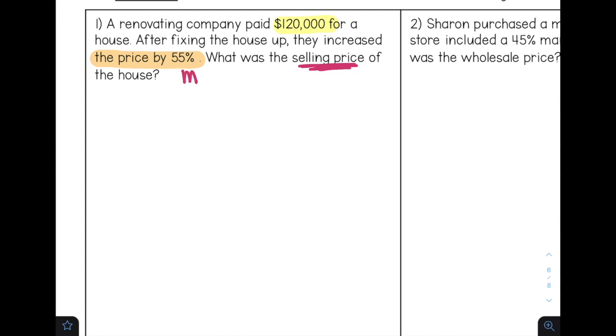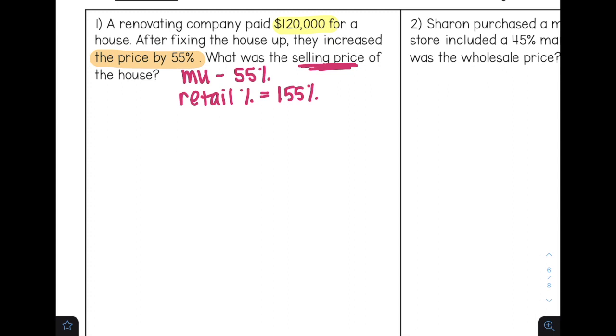So if this is our markup, 55%, our retail percent would be 155%. And that's always your quick math. So I'm going to use my proportions and set this up.